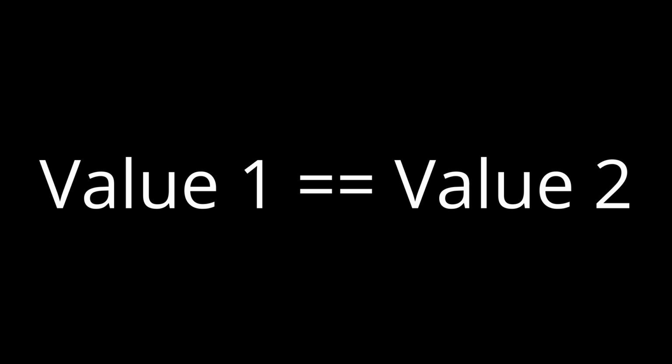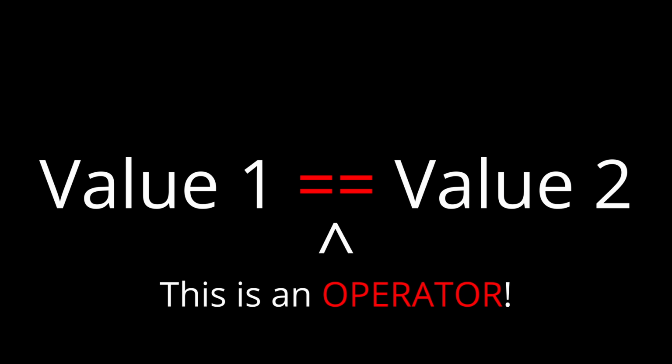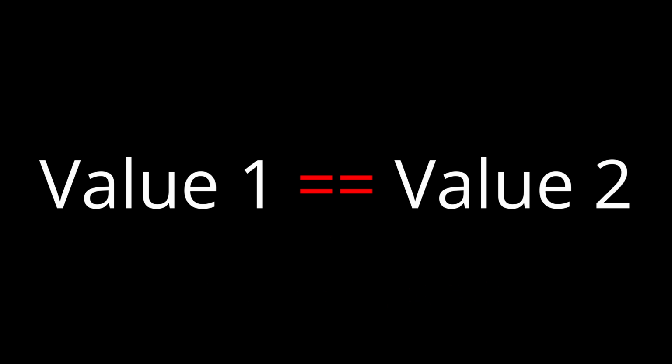So what do conditions look like? Well, conditions are made up of three things. You'll have your first value, you'll have your second value, and between them you've got some symbols, and these symbols are called operators. Let's take a closer look into these operators and how they work and what they mean.